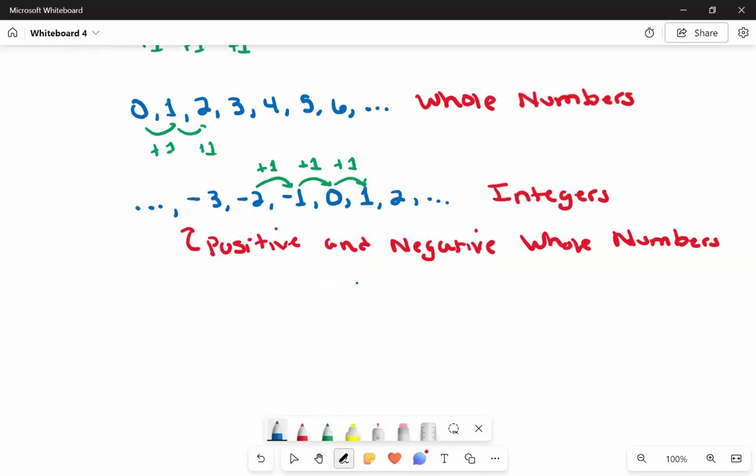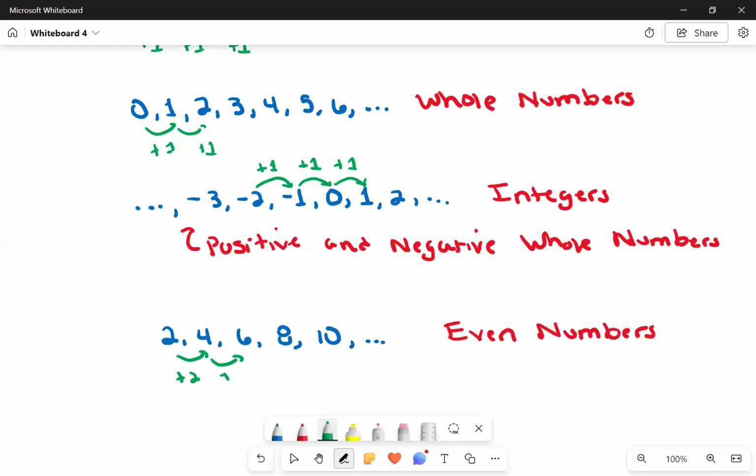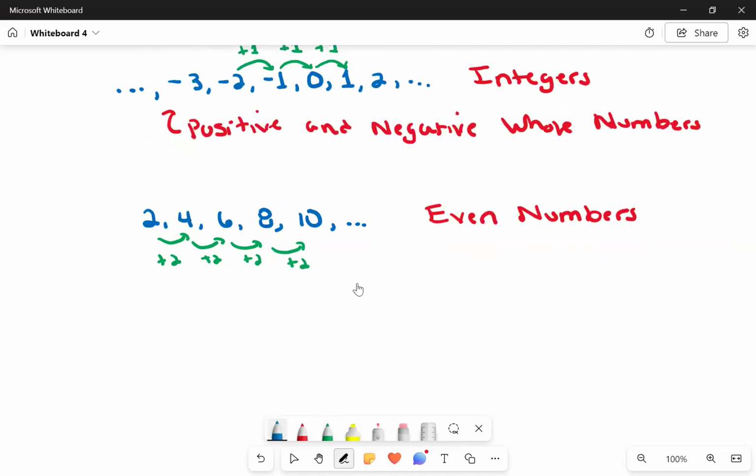Let's look at this set of numbers. So this set of numbers, 2, 4, 6, 8, 10, most of us recognize this to be even numbers. Unlike the natural numbers, the whole numbers, and the integers, these numbers are adding 2 each time. Now that's not the only thing that makes even numbers special. But for the moment, I want to talk about the other set that we usually associate with the even numbers, and that's the odd numbers.